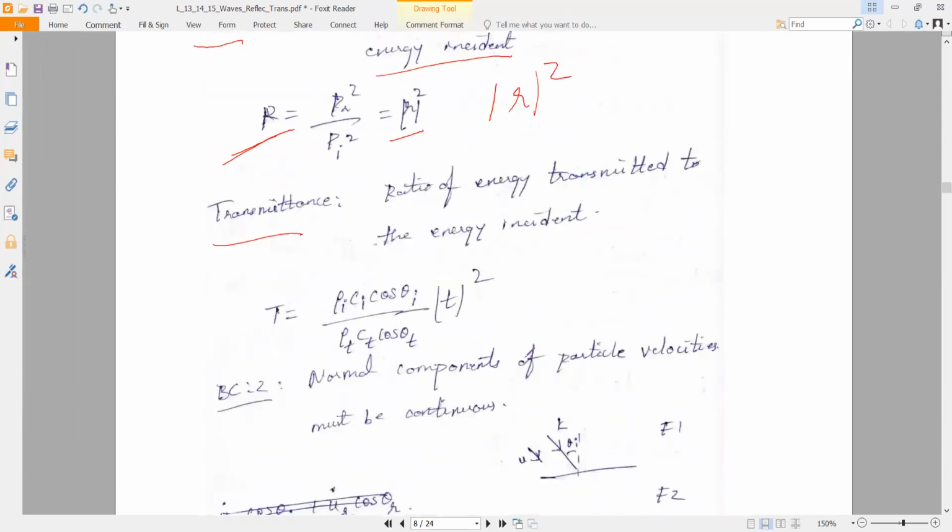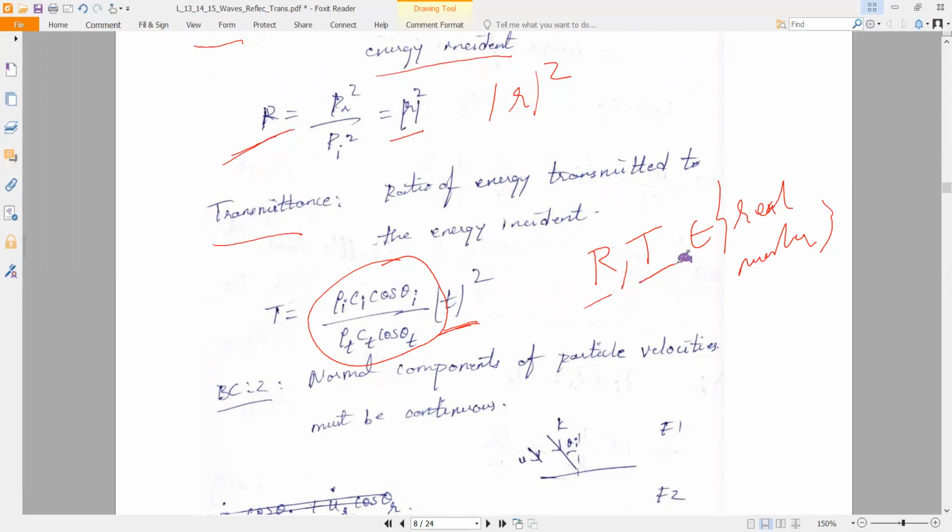And you would get an additional factor, not just modulus of transmission coefficient squared, for transmittance. And likewise, capital T is also a real number. Both belong to the set of real numbers. Reflection coefficient and transmission coefficient can be complex numbers, whereas reflectance and transmittance denote the ratios of energies, and hence they are real numbers. In fact, mathematically, you will see it when you solve your assignments.